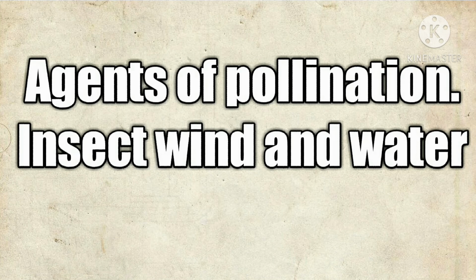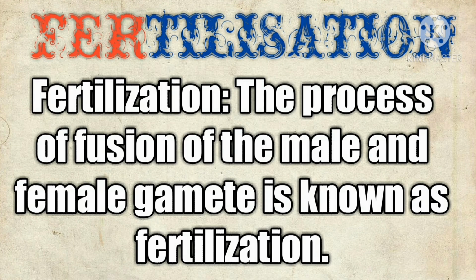Now what are the agents of pollination? The agents of pollination are insects, wind and water. Insects, wind and water. Our next topic is fertilization.